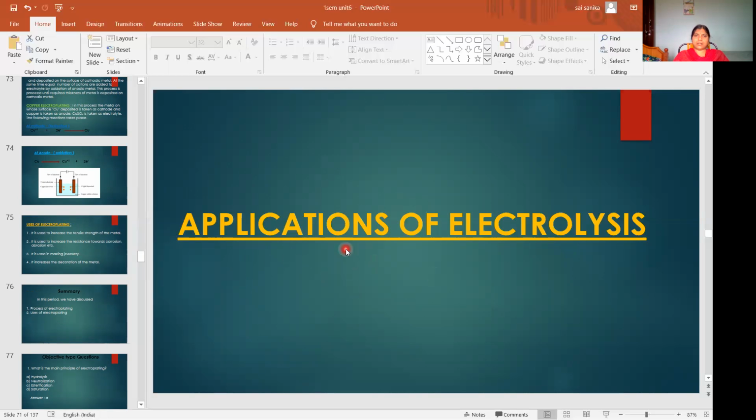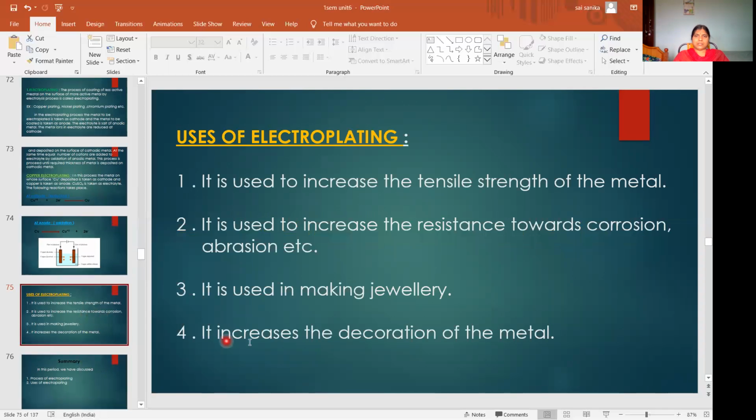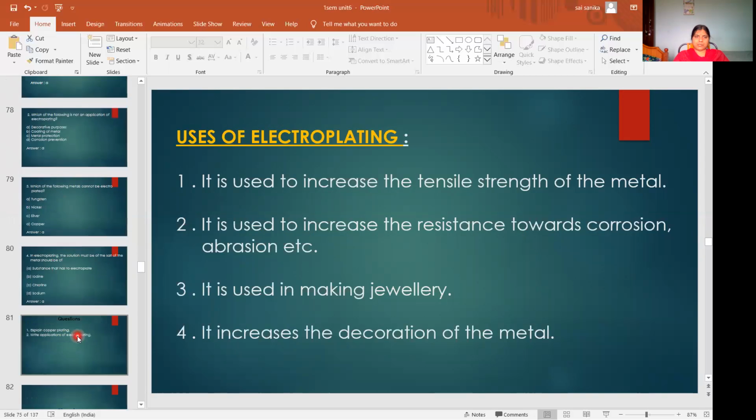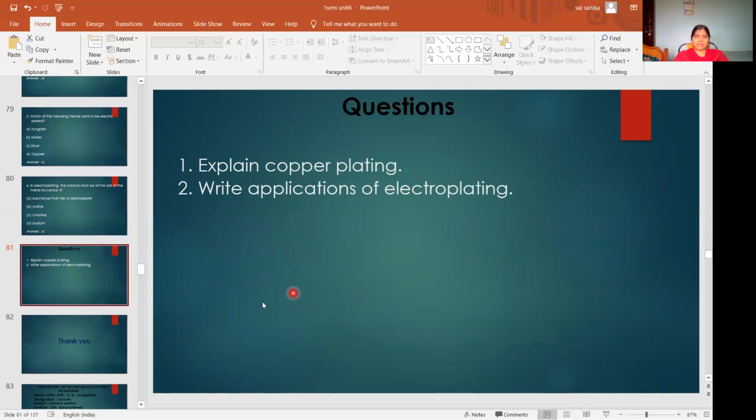The first application is electroplating. Electroplating means through electrolysis we are coating one metal over another metal, a less active metal coated on a more active metal. For what purpose are we coating? It may be for decoration, for resistance to corrosion, or to increase the tensile strength. For these purposes, we coat one metal over another. So we finished the electroplating process. In the next class, we will deal with electrolytic refining.